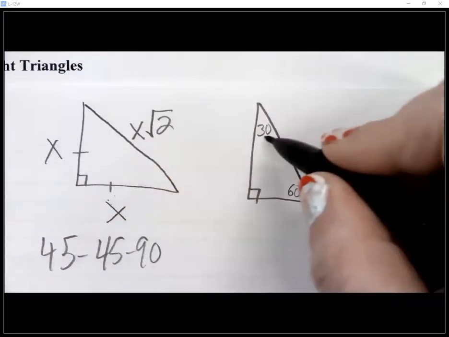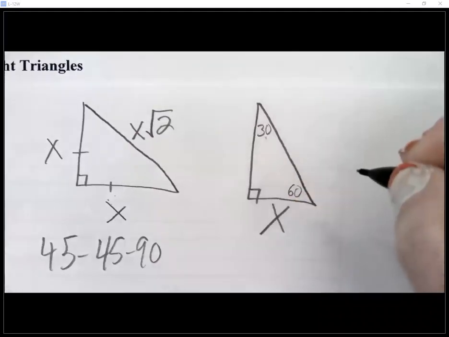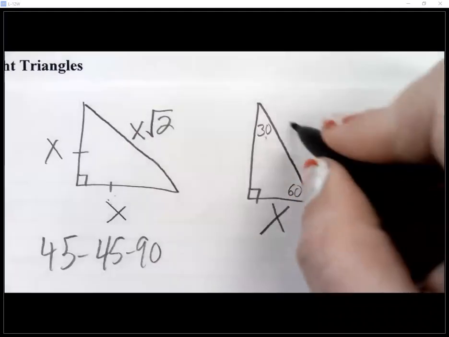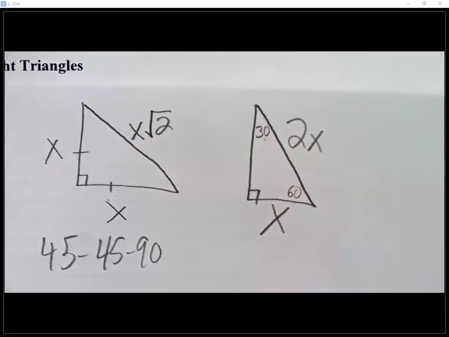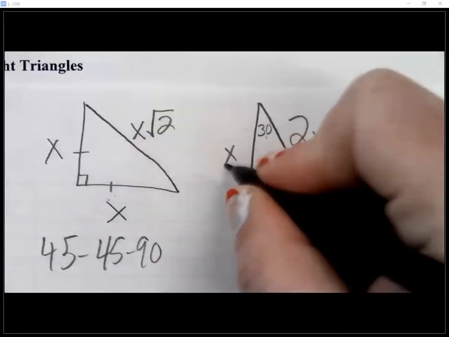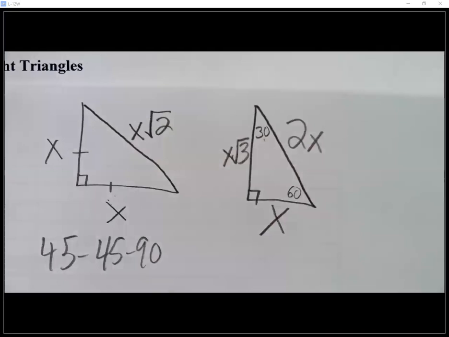Across from the 30 is going to be the side that's X. The hypotenuse will always be 2 times that. And then this middle side is going to be how long? X √3. You got it. Okay, let's practice a few problems with numbers on the 30, 60, 90.